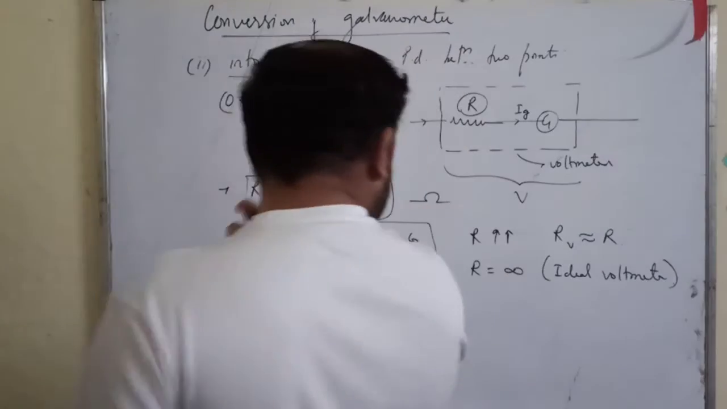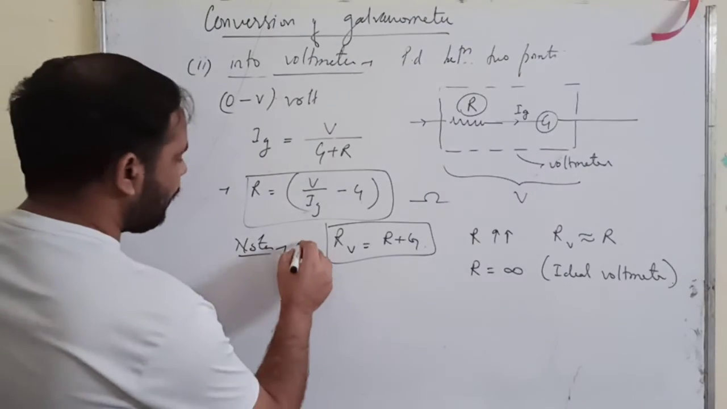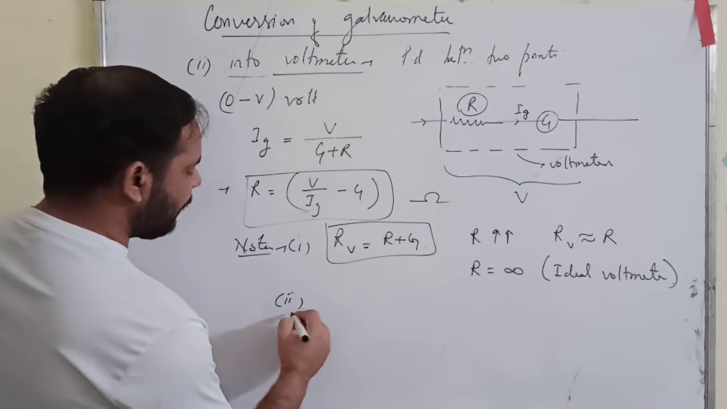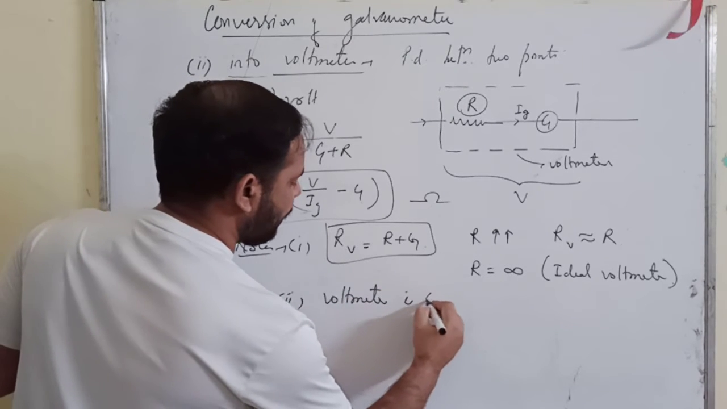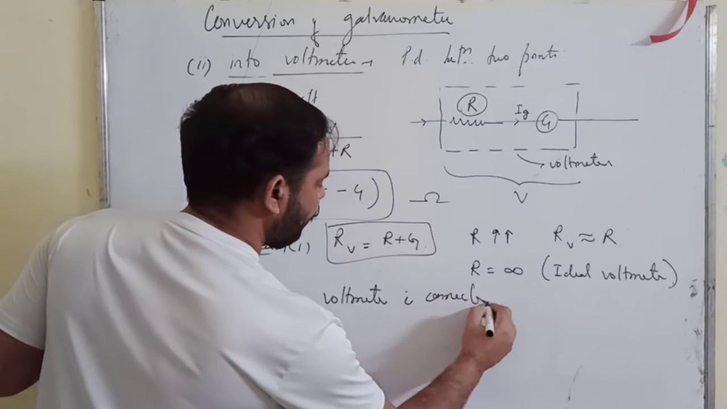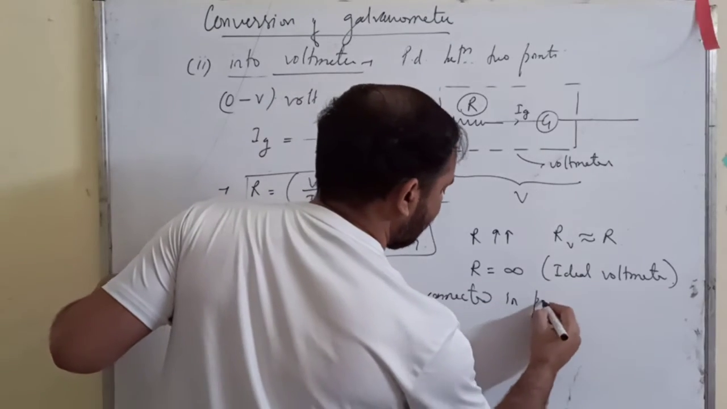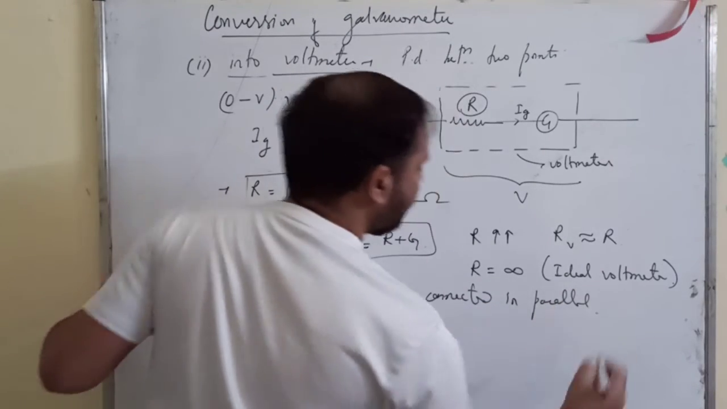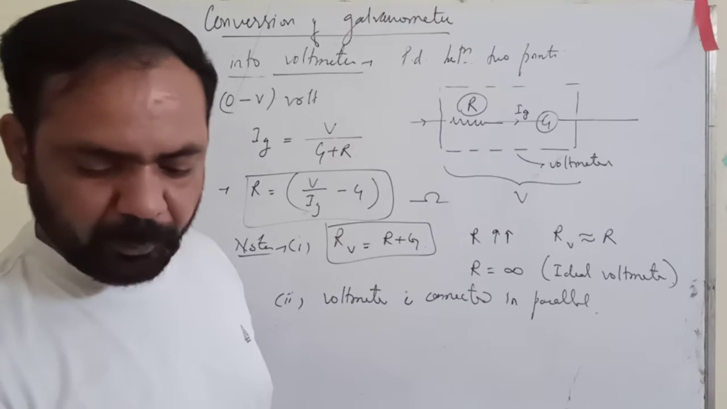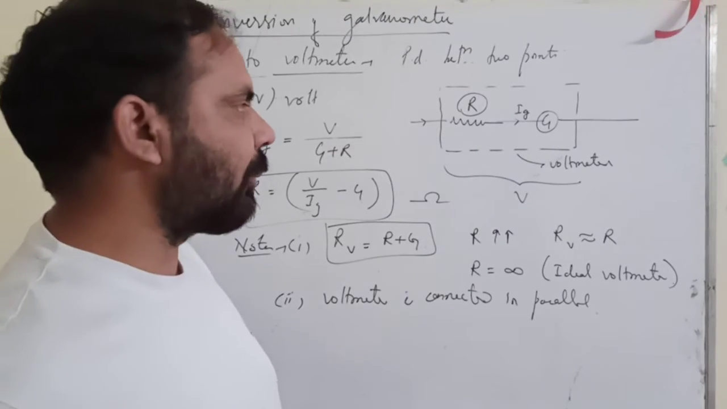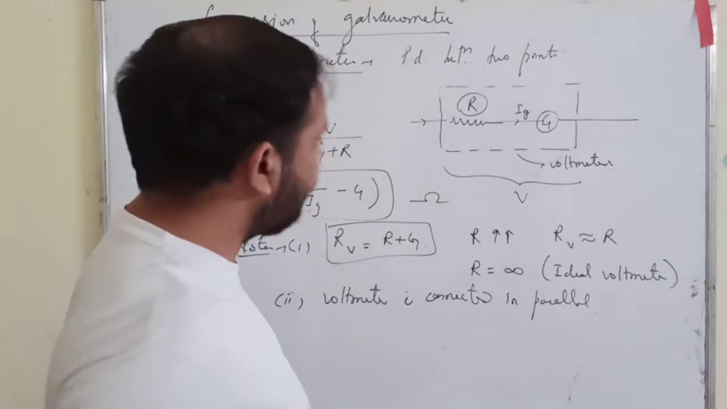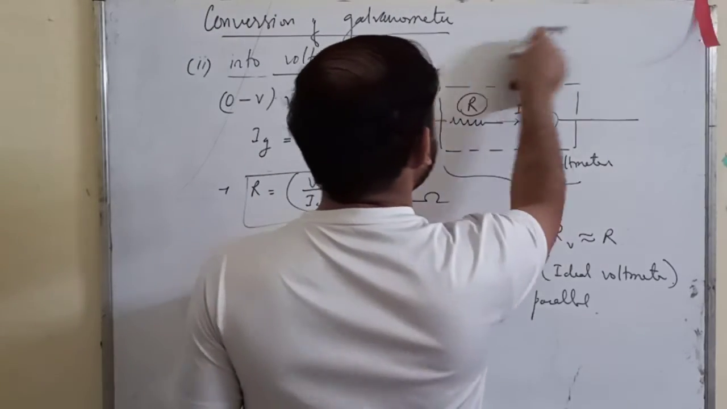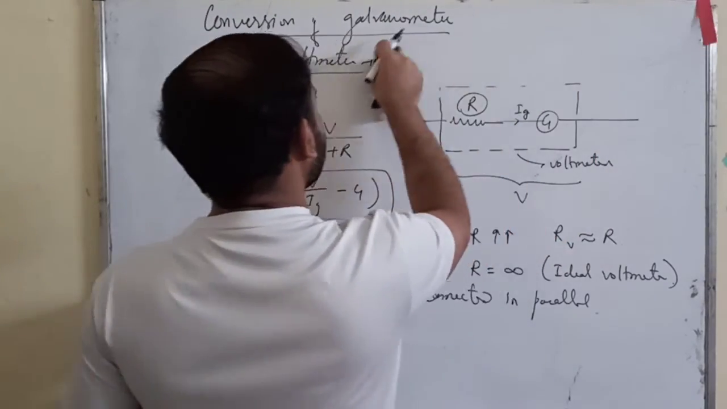Okay, now how will this be connected in a circuit? The voltmeter is connected in parallel. Where you want to measure the potential difference, those 2 points will be connected, meaning the voltmeter will be connected in parallel between those 2 points.